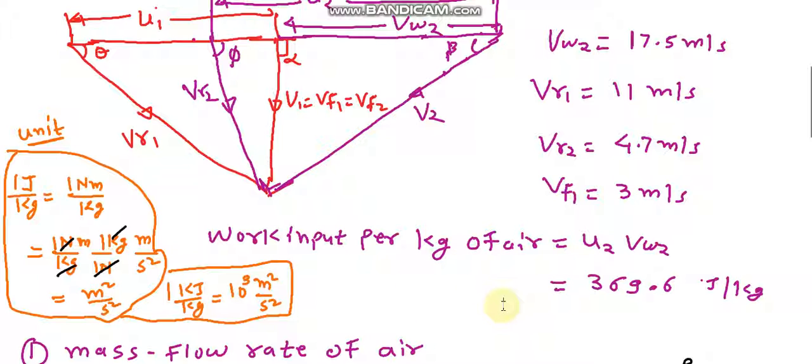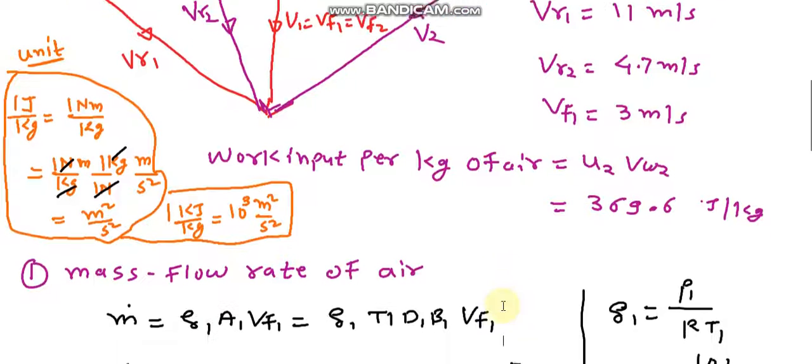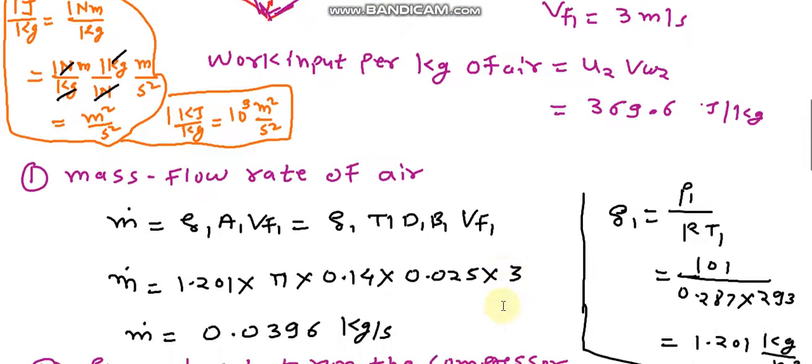First we find out the mass of air. For mass of air, the simple formula is rho 1 A1 Vf1. For that, D1 is given and blade width B1 is given. So rho 1 A1 Vf1, and what is A1? Pi D1 B1. So first we calculate rho 1.